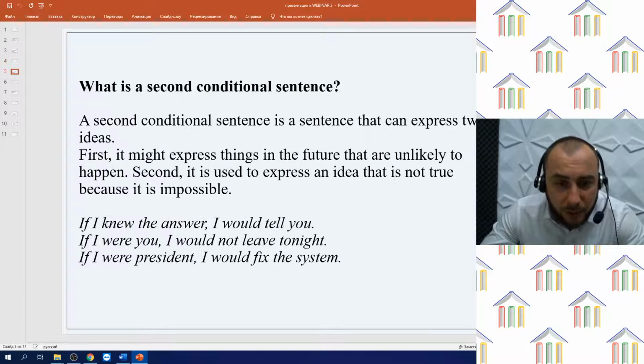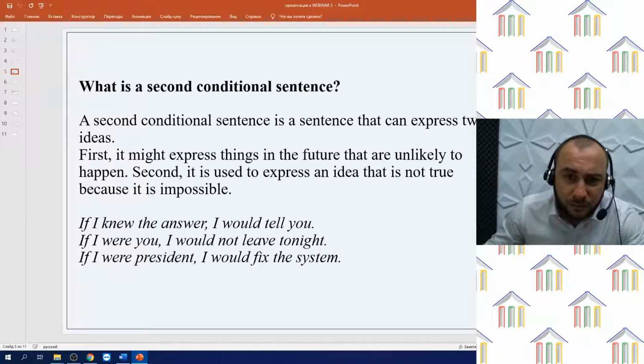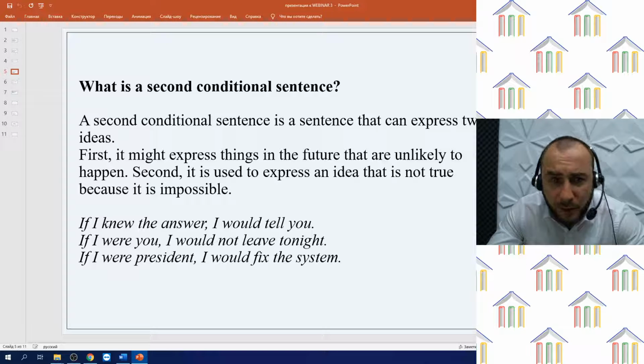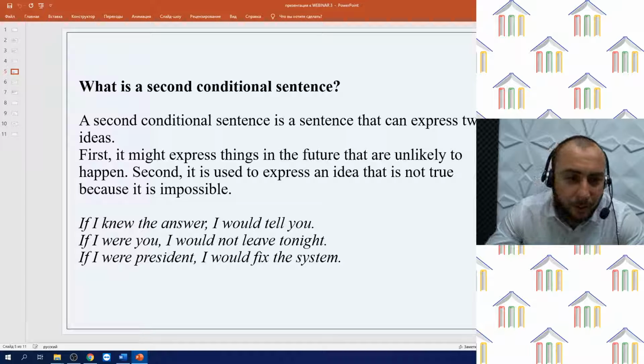What is a second conditional sentence? A second conditional sentence is a sentence that can express two ideas. First, it might express things in the future that are unlikely to happen. Second, it is used to express an idea that is not true because it is impossible. If I knew the answer, I would tell you. If I were you, I would not leave tonight. If I were president, I would fix the system.